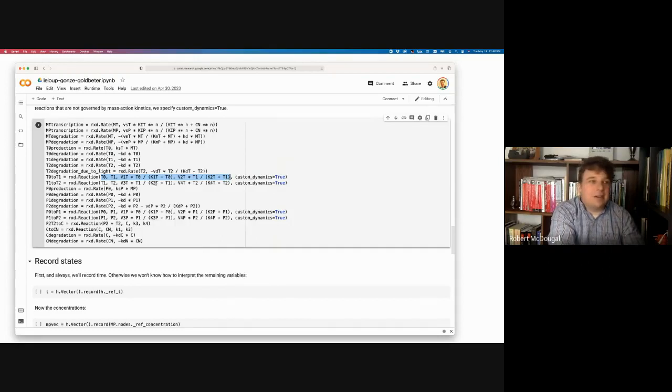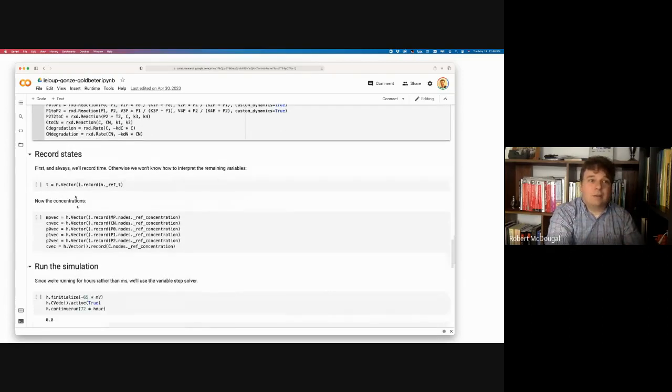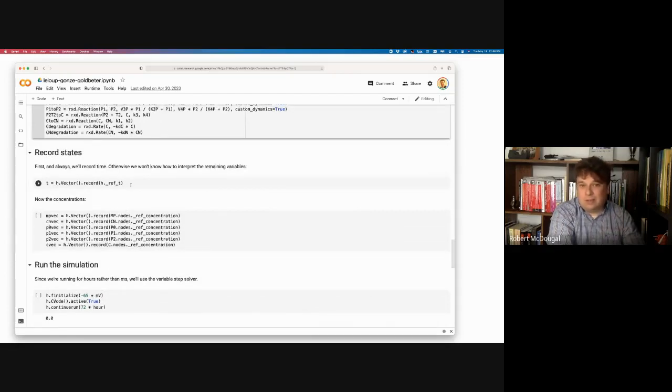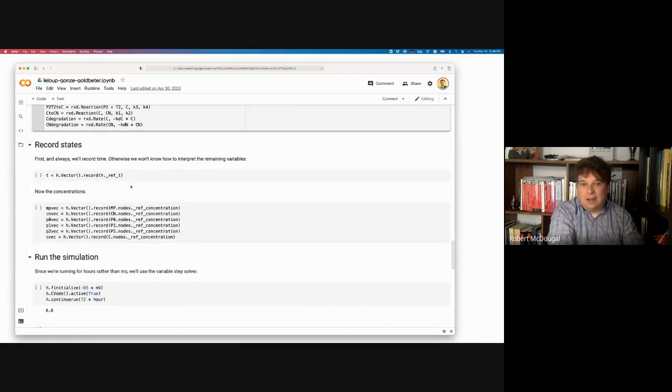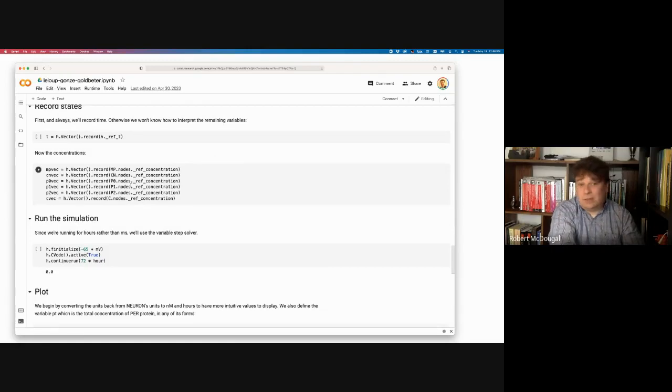Documentation is good. But in any case, T0 is going to T1 at this rate. T1 is going back to T0 at that rate. So these are all concentrations of proteins that are in various states. Chemical reactions, blah, blah, blah. We set up recording. We're always going to want to record time if we're trying to do a time series. Yesterday, we did things that weren't time series. We also did space plots.